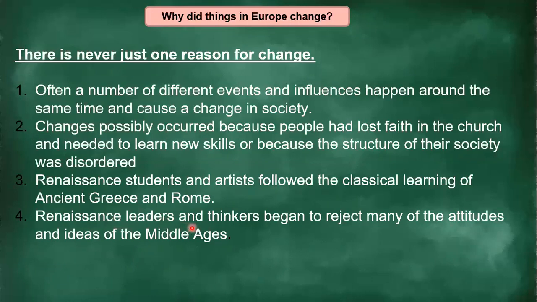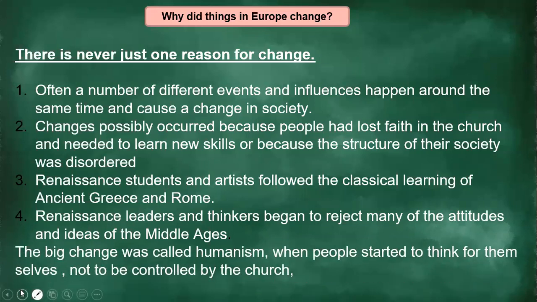Renaissance leaders and thinkers began to reject many of the attitudes and ideas of the Middle Age, okay? Middle Age was ruled by the church, okay? So the church was the one in control. So Renaissance leaders and thinkers began to be like, no, we are going to reject your attitude and we are going to reject your ideas, okay? So that's how change started, okay? Because Renaissance leaders were like, no, we're tired, okay? We are rejecting your ideas now.